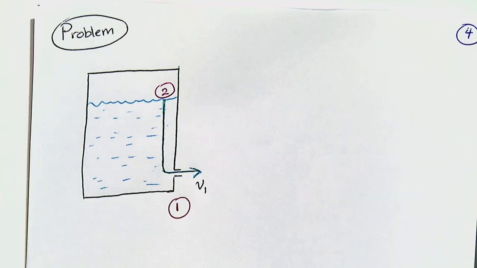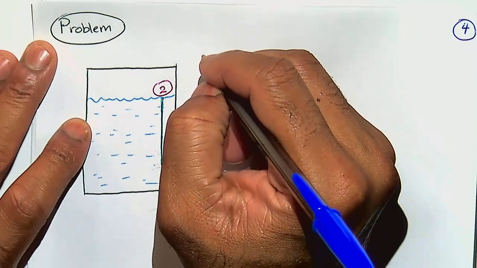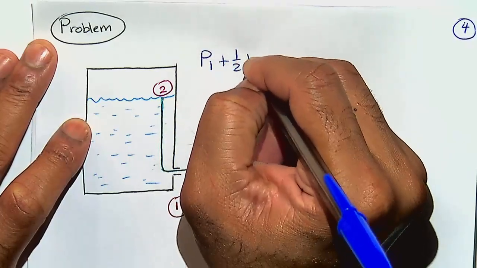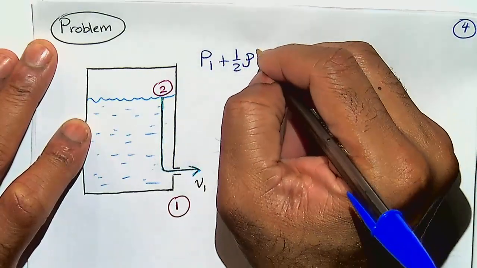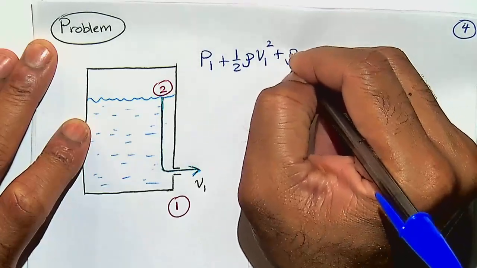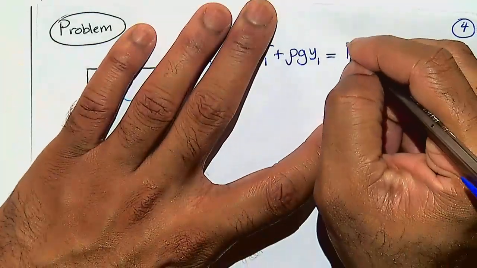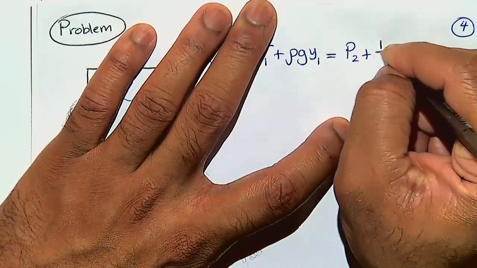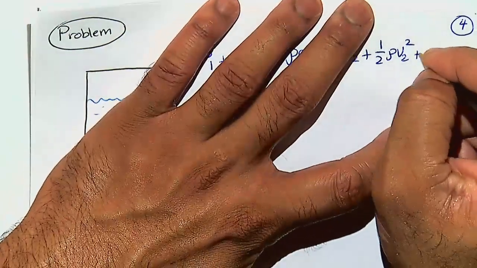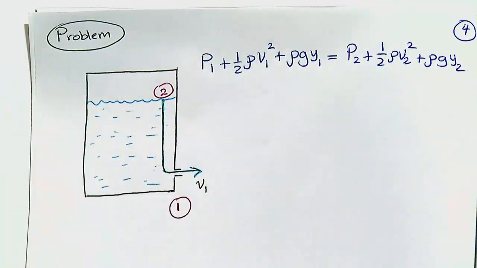Okay, so let's write Bernoulli's equation completely. We'll say P1, pressure 1, plus 1/2 density, velocity 1 squared, plus density g y1 is equal to pressure 2, plus 1/2 rho v2 squared, plus rho g y2. So we're writing Bernoulli's equation.